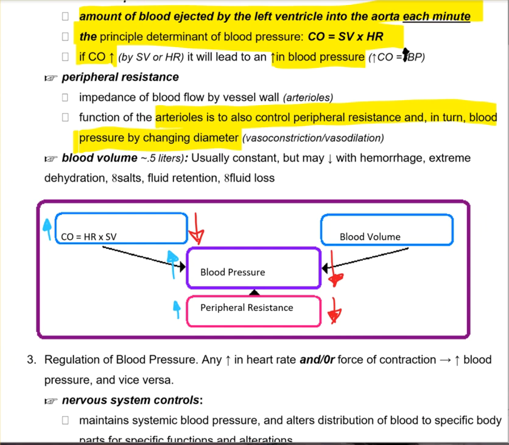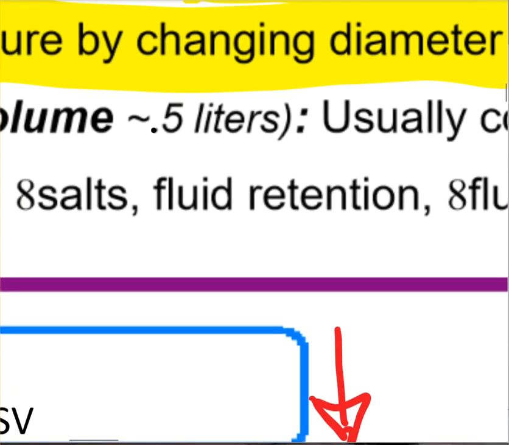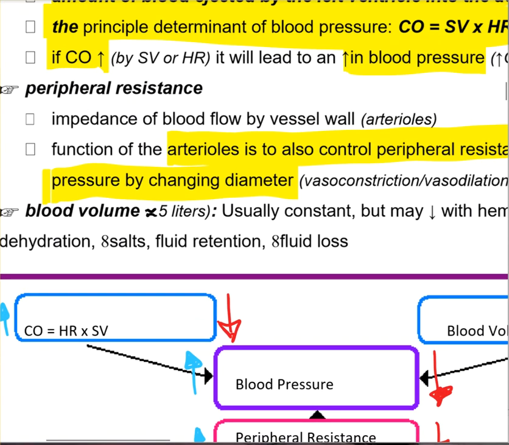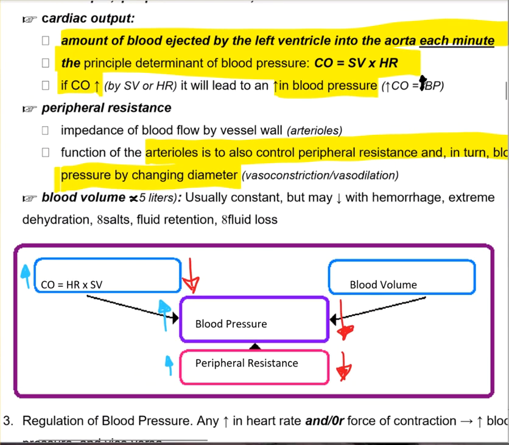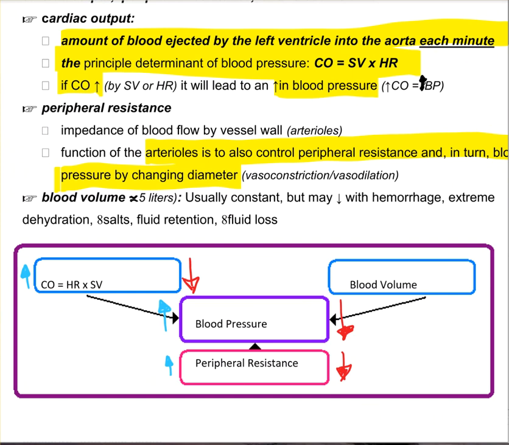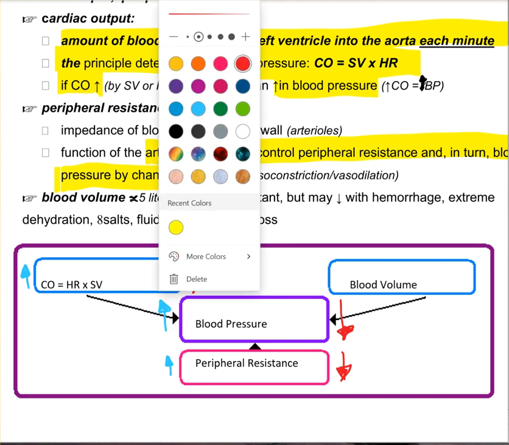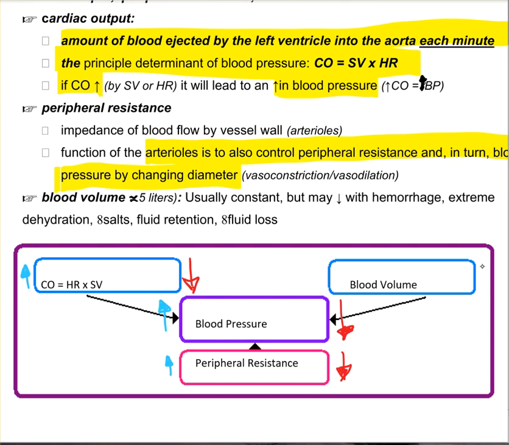The last one is blood volume. This is approximately, that's supposed to be an approximation, not 0.5 liters, just 5 liters. This is supposed to say approximately equal to 5 liters. It's usually constant. But let's say we were bleeding a lot. Say we had a very bad bleed of some sort and our blood volume went down. Guess what? Our blood pressure would go down.